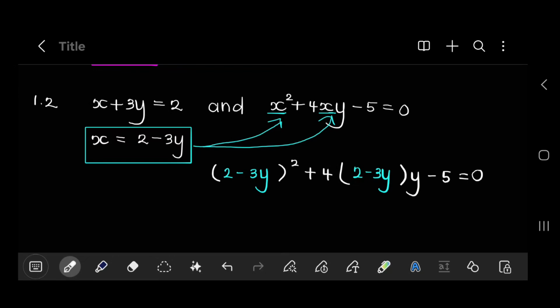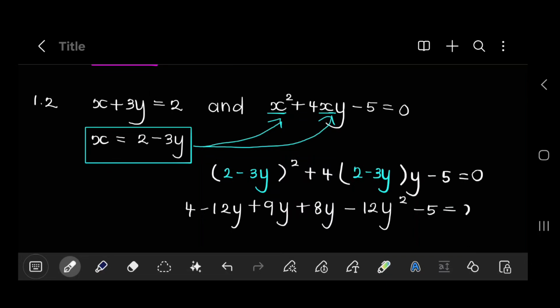Now, squaring a binomial results in a trinomial. Remember, to get the first term, you square the first term. To get the middle term, you multiply both terms together and you times by 2. To get the third term, we square the second term. Now, to multiply into this bracket, we are going to multiply positive 4y. So positive 4y times 2 is positive 8y. Positive 4y times negative 3y is negative 12y squared. And we've got minus 5 next to that.